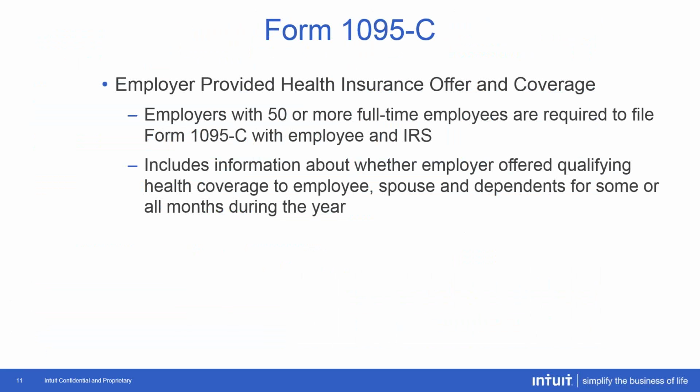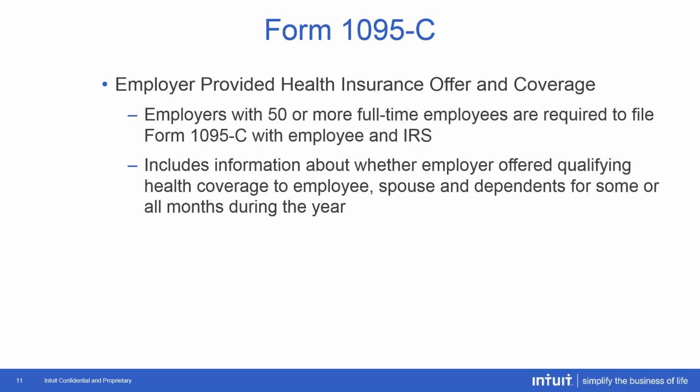Lastly, of the source documents, we have Form 1095-C, employer-provided health insurance offering coverage. Again, this is optional for 2014, but mandatory beginning in 2015. There is some potential overlap with a 1095-B, because the B is issued by the provider, whereas the 1095-C is issued by the employer. So there could be some overlap. The IRS has not fully addressed those, but you could receive both of these documents.